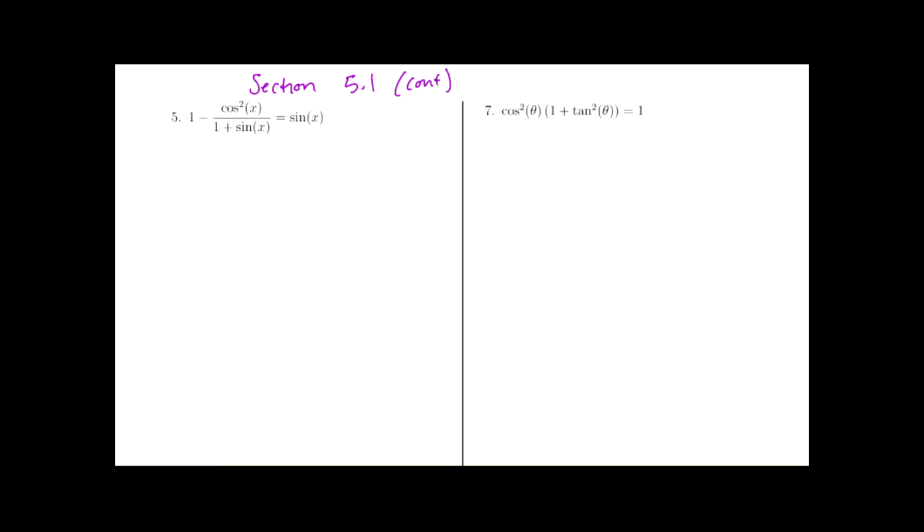Alright, so on number 5, you're going to choose a side. I'm going to choose the left-hand side, and hopefully that's obvious why. The right-hand side is just sine x, so there's not really a lot I can do there.